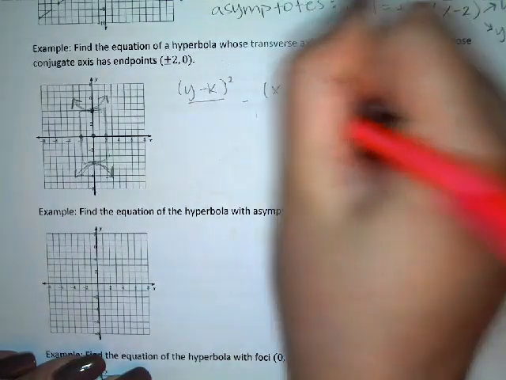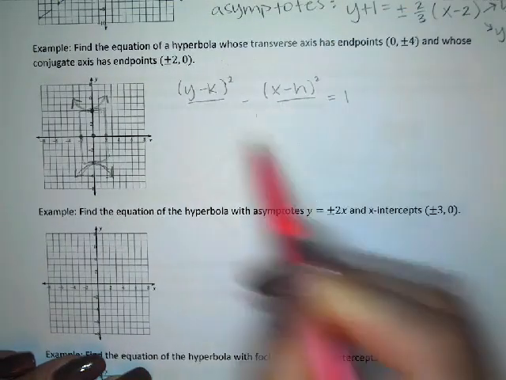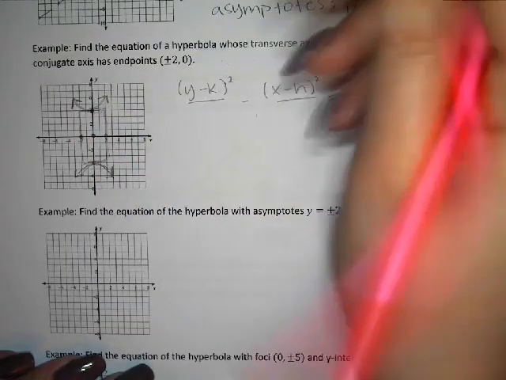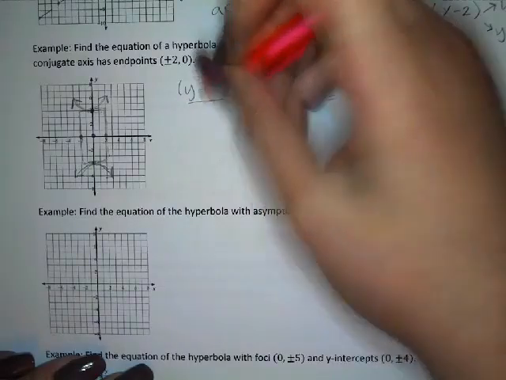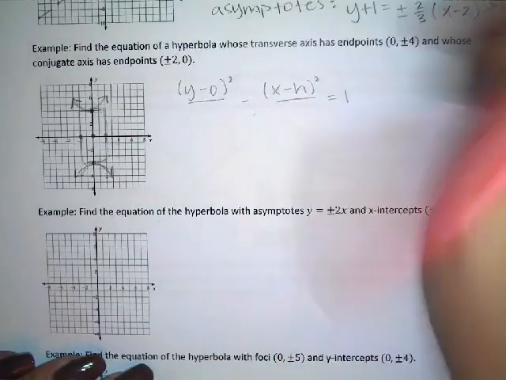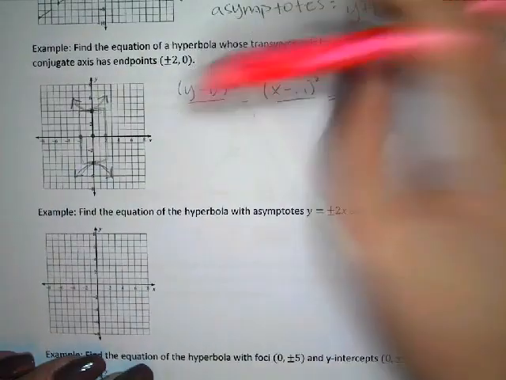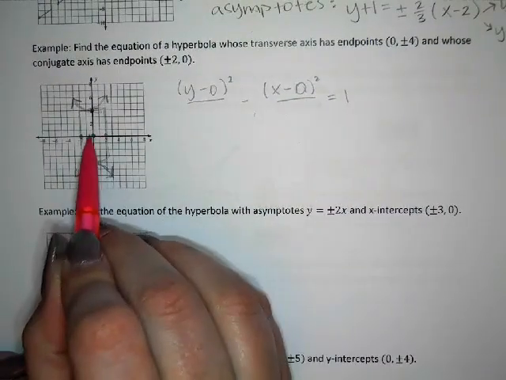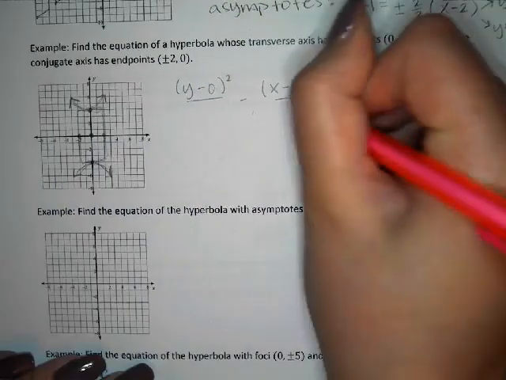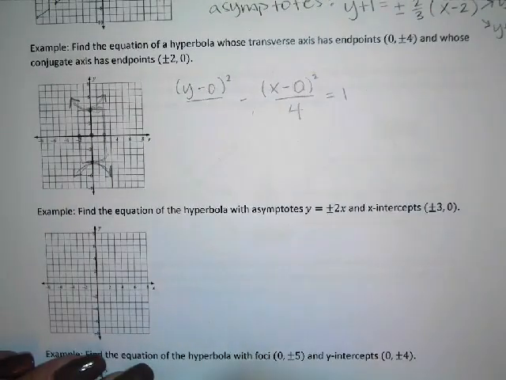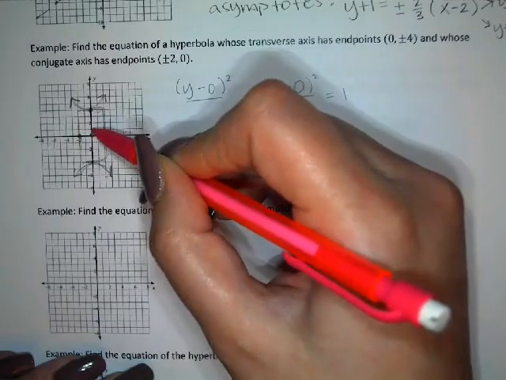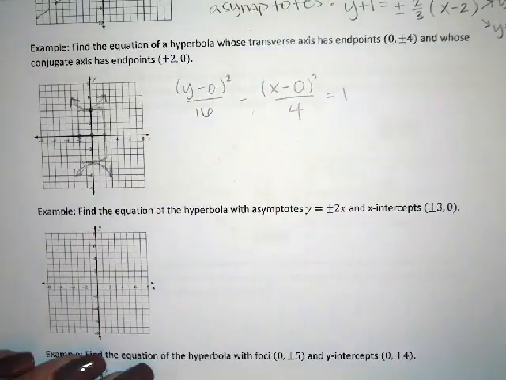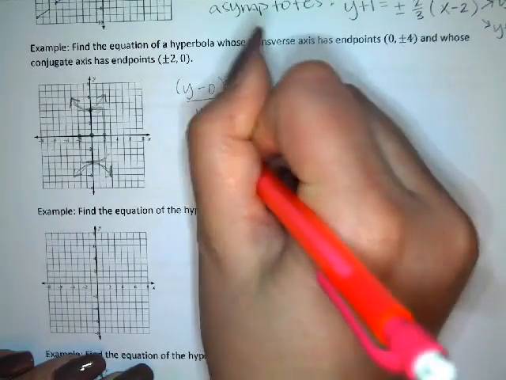Now, because this is centered at (0, 0), we know that the h and the k are going to be 0. And then here we have, from the center, it goes left and right 2, and 2 squared is 4. And then from the center, it goes up and down 4, and we know that 4 squared is 16. So the equation of the hyperbola is y squared over 16 minus x squared over 4.